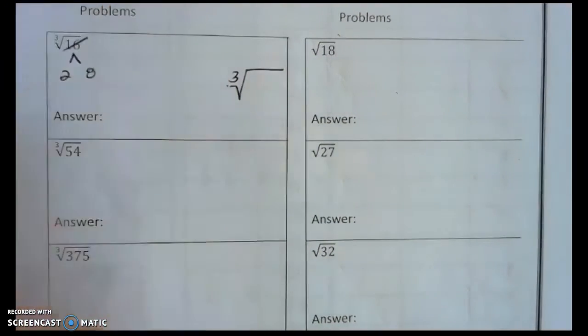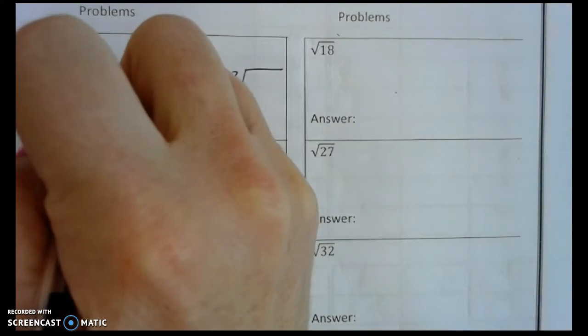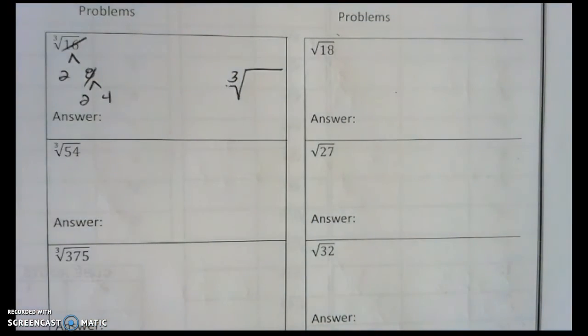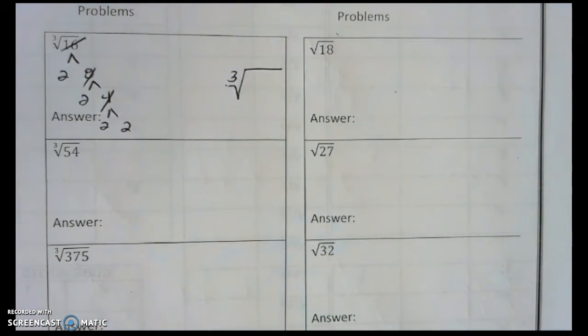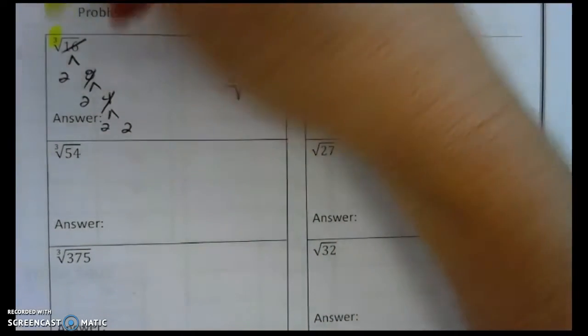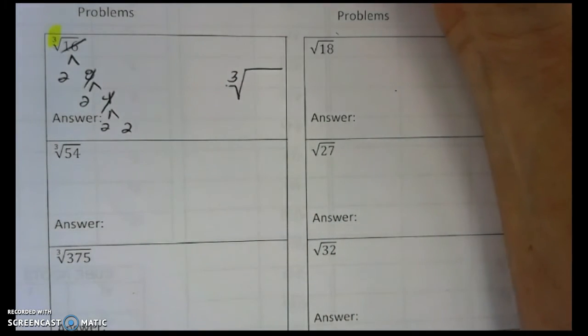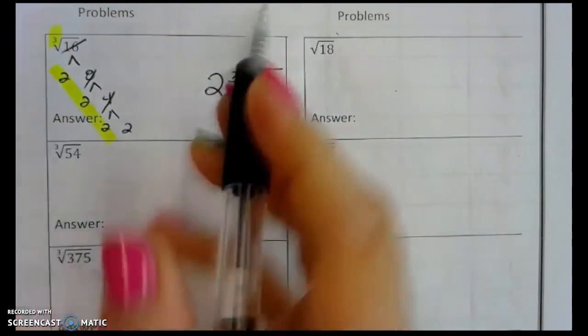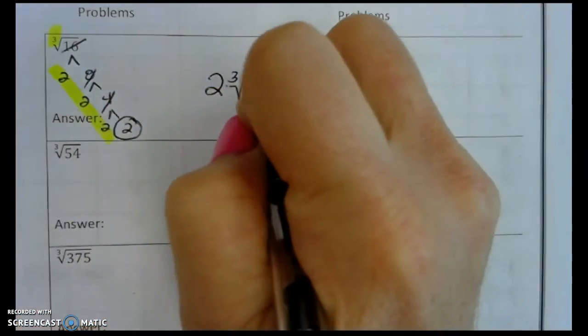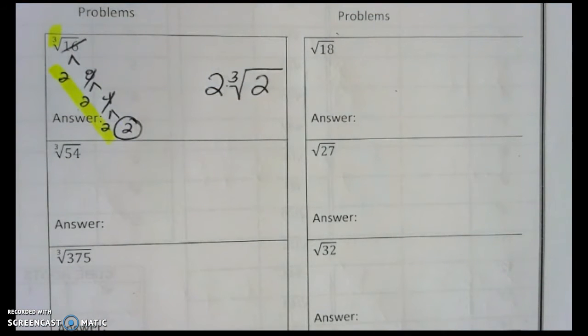2 times 8 makes 16. 2 times 4 makes 8. And 2 times 2 makes 4. So your factors are 2 times 2 times 2 times 2. Because the index is 3, it takes 3 identical factors to factor out. So we have 3 2's, so we would factor out 1 2 to represent that group, and then we had a leftover 2 that stays underneath the radical.